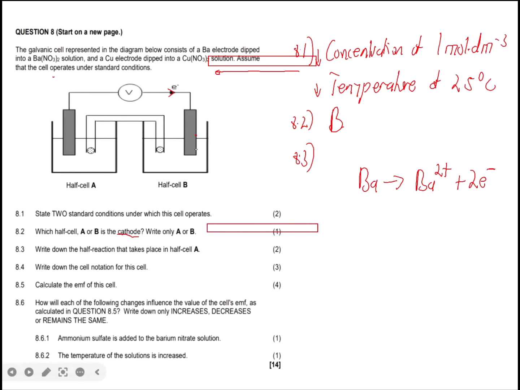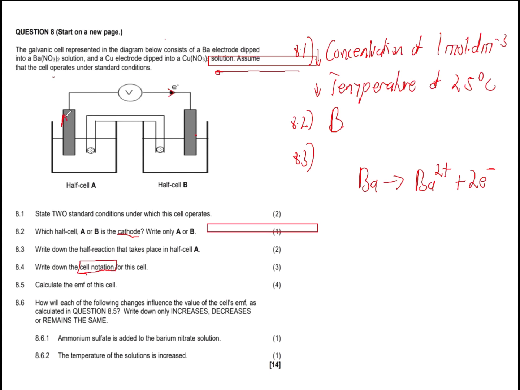Okay, so that's your 8.3 like that. Then they say now, write down the cell notation. Oh, you've been waiting for so long. So write down the cell notation for this cell. Now, how do we write the cell notation, guys?